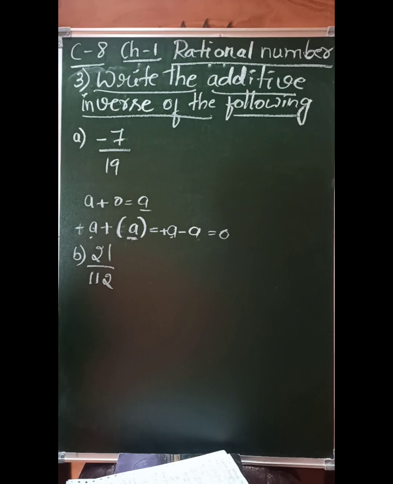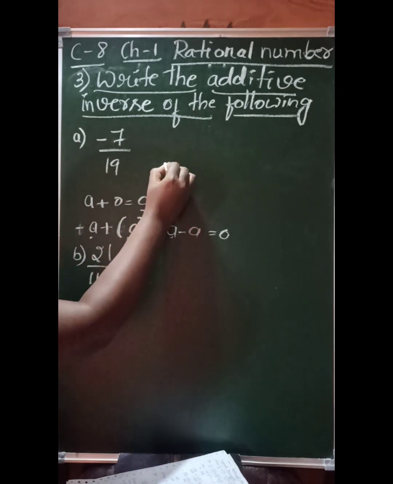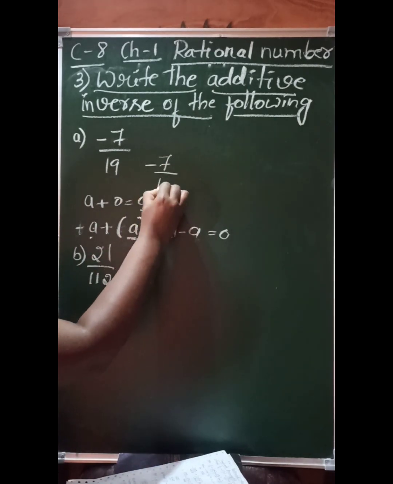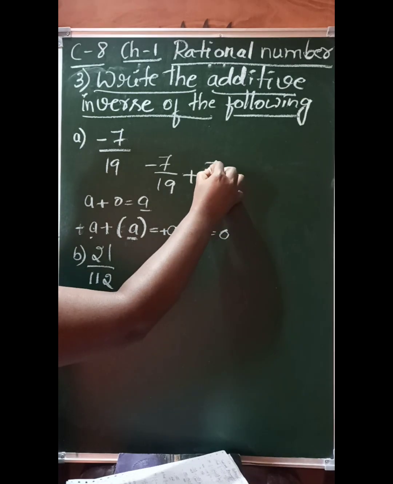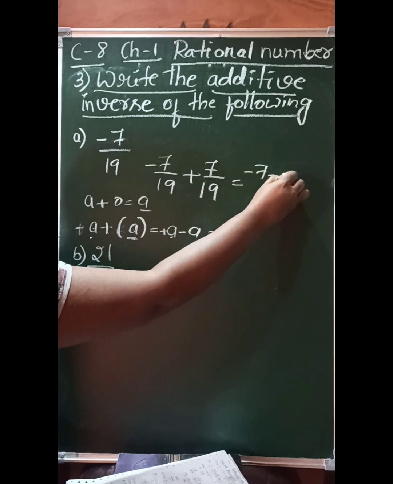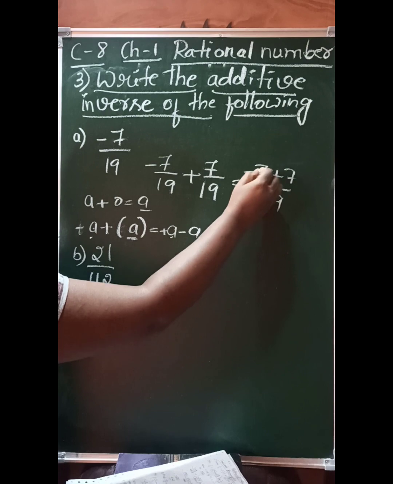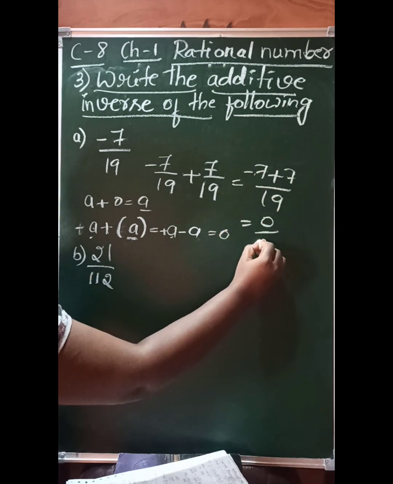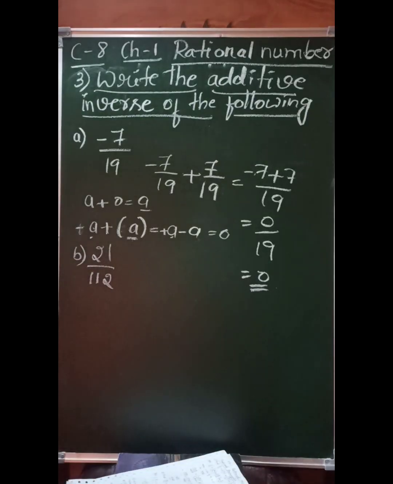Let's find out the additive inverse of minus 7 by 19. So here they already gave it with a negative sign. What we have to do is consider plus 7 by 19. As we know that the denominator is the same, add the numerators, that is minus 7 plus 7 by 19. Minus 7 plus 7 you will get 0, and 0 by anything will get 0 only. This is how you need to find out.